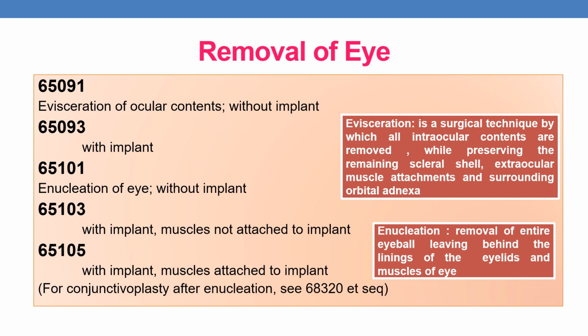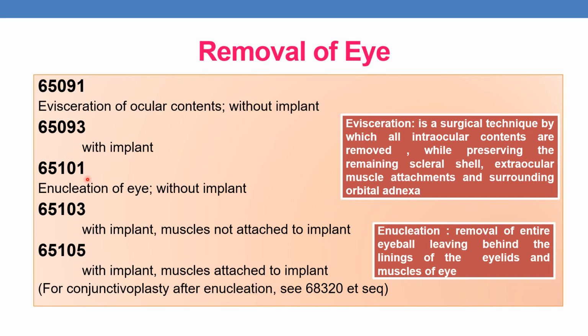Now, first of all, coming to removal of eye, the first CPT is 65091. It is evisceration of ocular contents without implant. Evisceration is a surgical technique by which all intraocular contents are removed while preserving the remaining scleral shell, extraocular muscle attachment and surrounding orbital adnexa. That is evisceration. And whenever evisceration of ocular contents with implants is performed, the CPT is 65093.